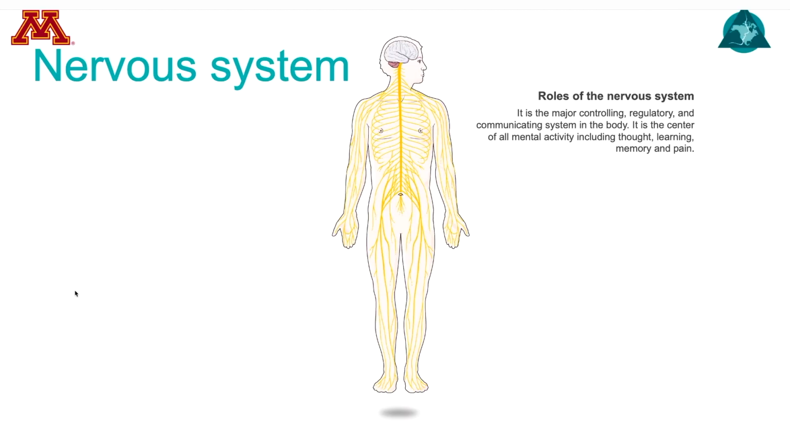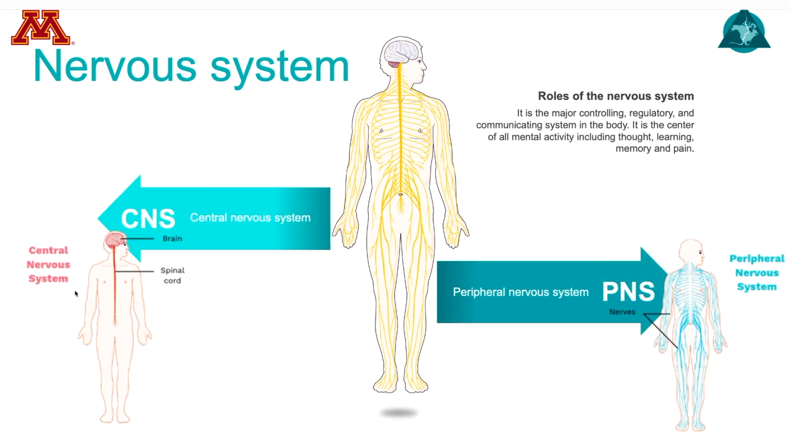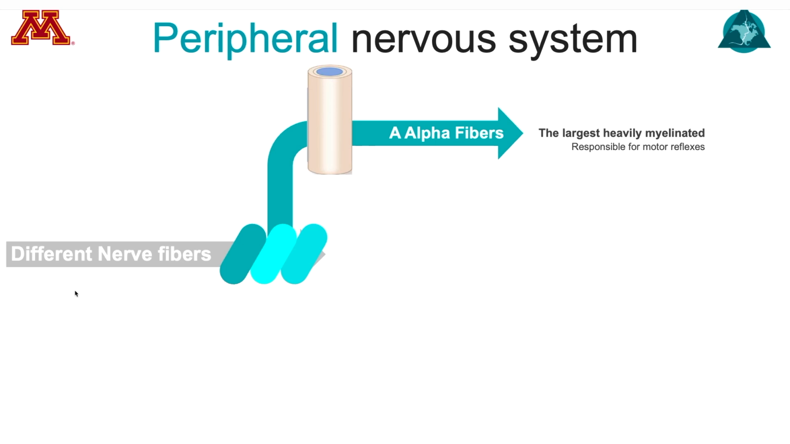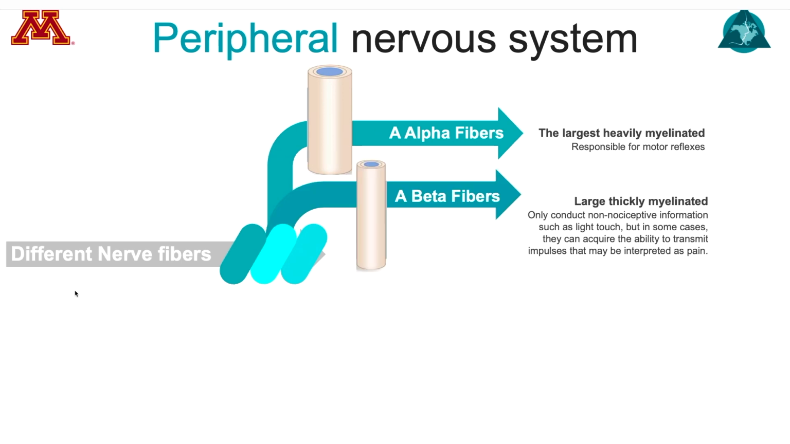sheath around it. We all know the importance of the nervous system in regulating our mental activities like thinking, learning, memory, but it's also important for pain. The nervous system is divided into central nervous system and peripheral nervous system. So we'll start with the peripheral nervous system. It has different nerve fibers. The first fiber we'll be talking about is the A-alpha fibers. It's the largest, heavily myelinated fiber. It's involved mainly in the motor reflexes. And then the A-beta fiber, it's smaller in diameter, less myelinated, and this is mainly for light touch.